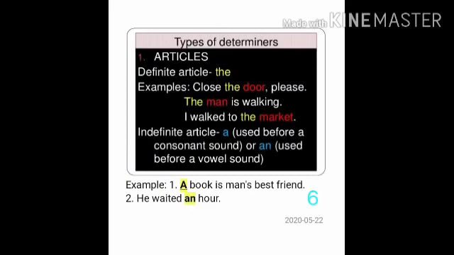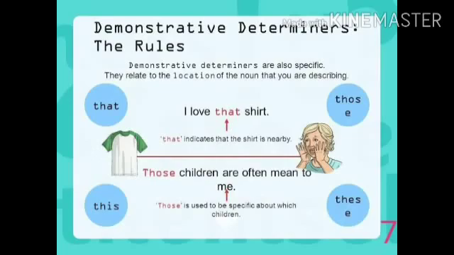Demonstrative determiners are also specific. They relate to the location of the noun that you are describing. Demonstratives, which are words like that, this, these, those. These demonstrative pronouns are also used as determiners. They are used to point to something specific within a sentence. They focus attention on the nouns that they are replacing.